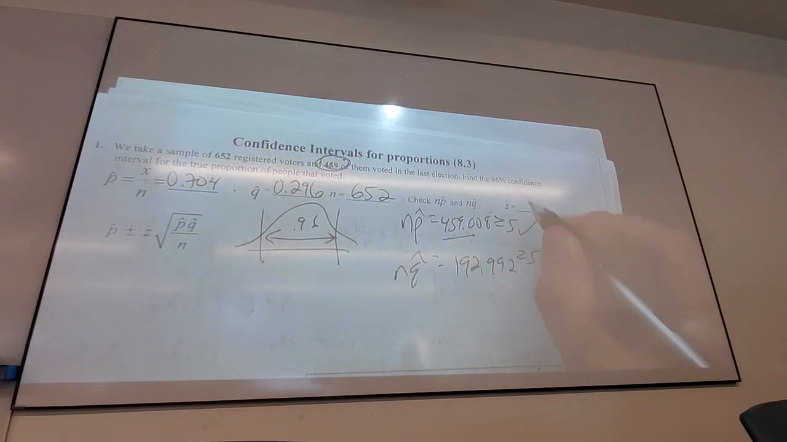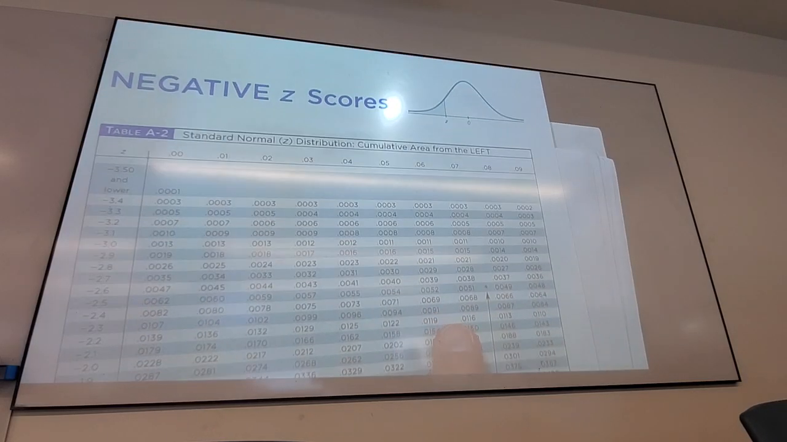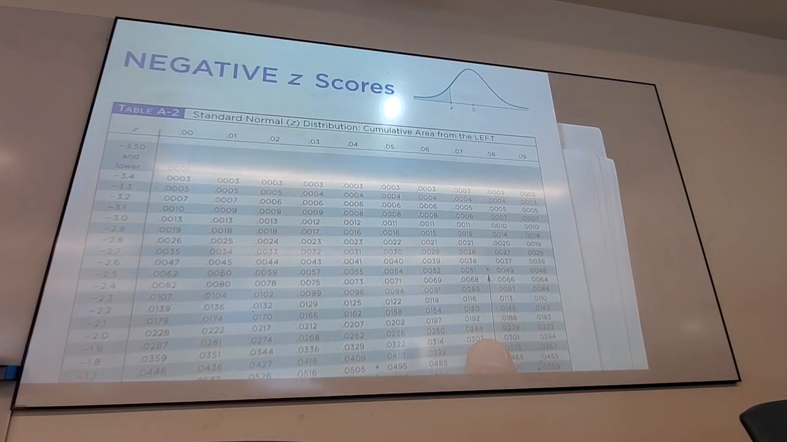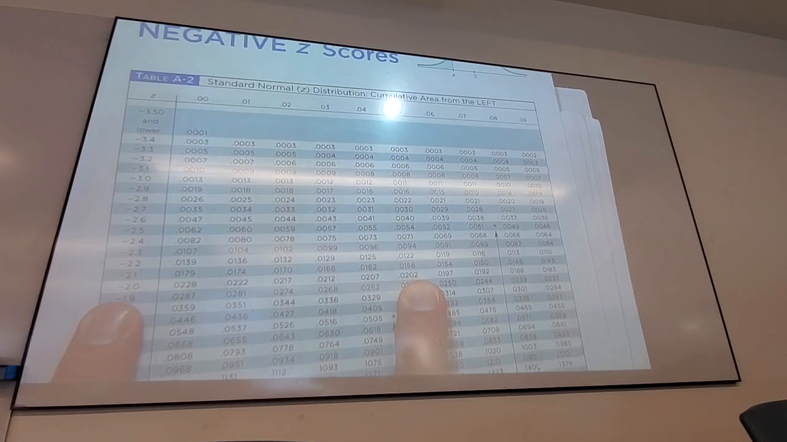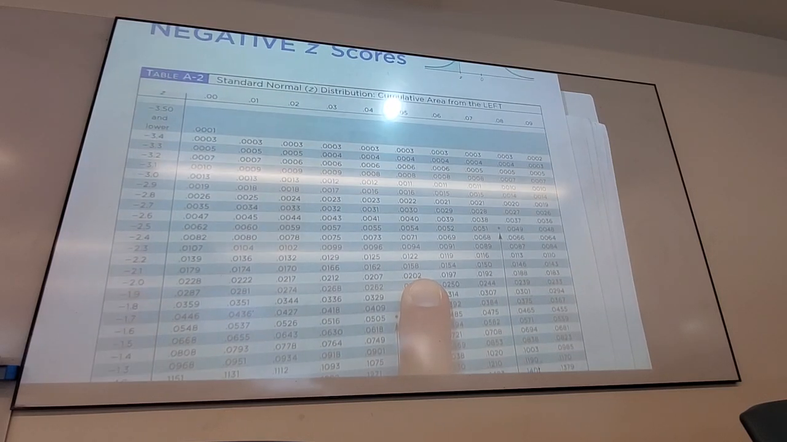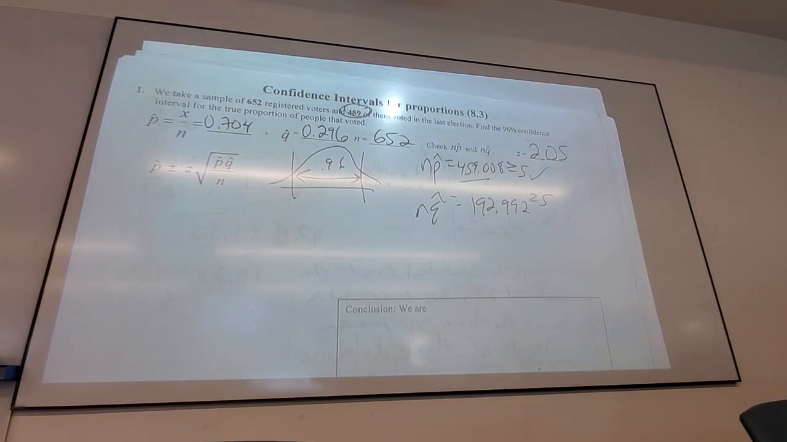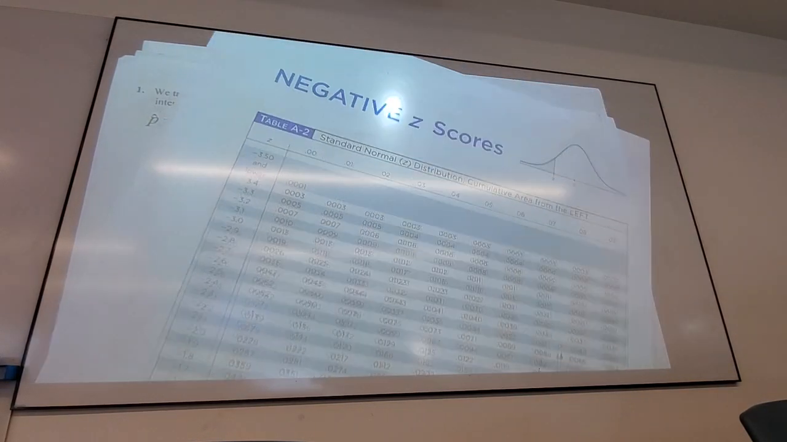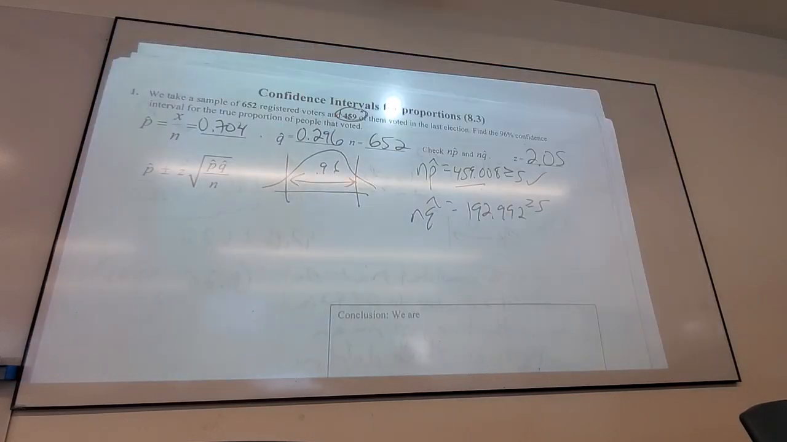So what z-score do you guys get? Negative 2.05. The closest I can get to 0.02 is right there. I looked for 0.2, not 0.02. I thought you were going based off these numbers at the top. No. Okay.